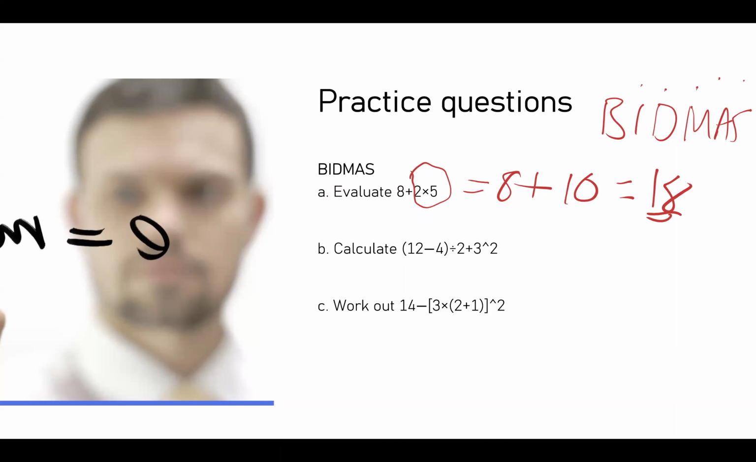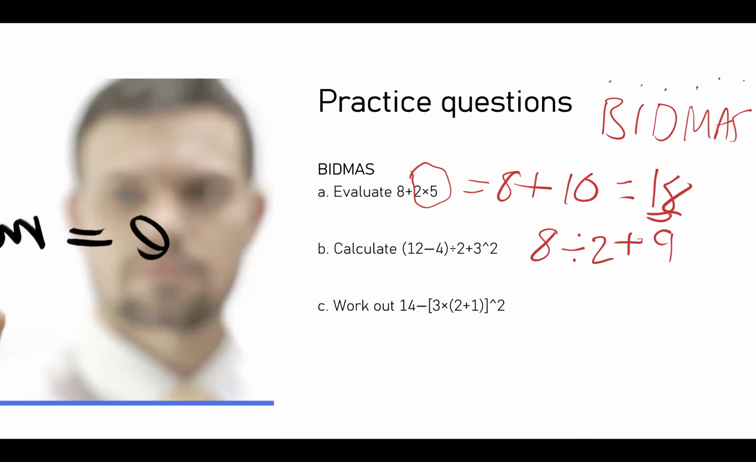Again, using the BIDMAS rule, we do brackets first. So 12 take away 4 is 8. Then we do the indices, which is 3 to the power of 2. So this would be 8 divided by 2 plus 9, since 3 squared is 9. Then we do the division first.